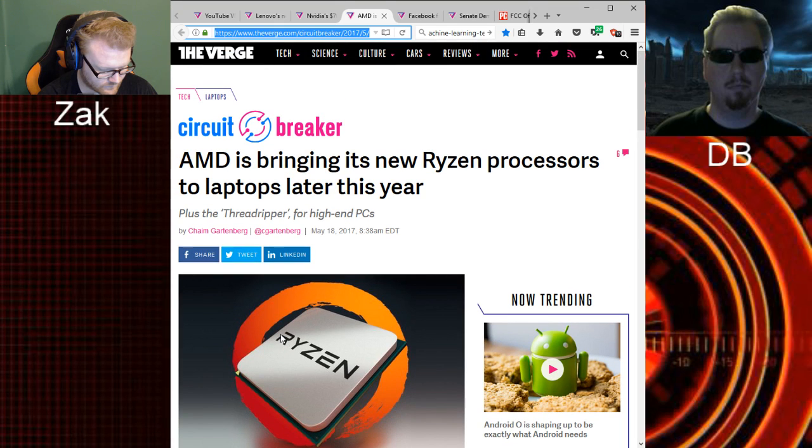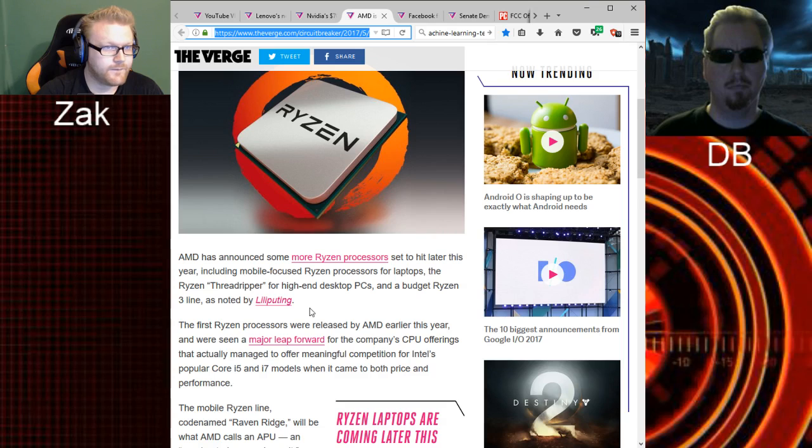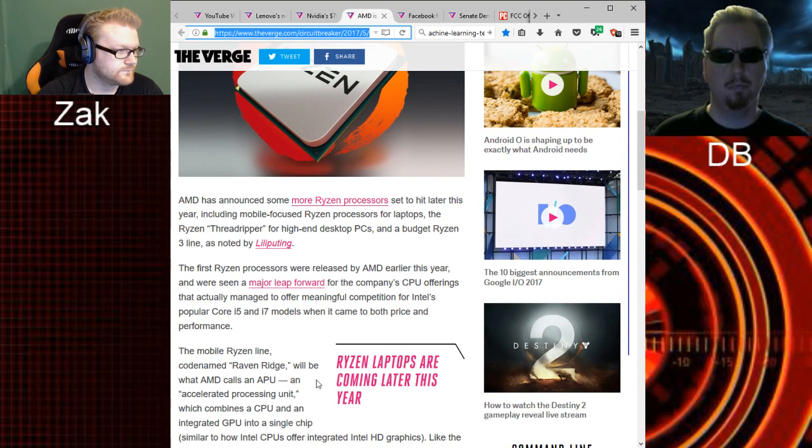AMD is bringing its new Ryzen processors to laptops later this year. I'm not going to go into the whole list, but basically, they're coming. It's basically about their APUs coming to the mobile market. So it's good, I'm glad. More energy efficient, more performance. That's good. But just hold on, just wait. They're coming with the Ryzen 3 launch.